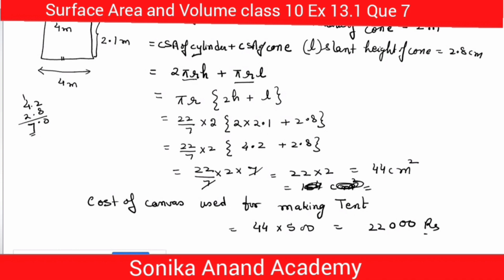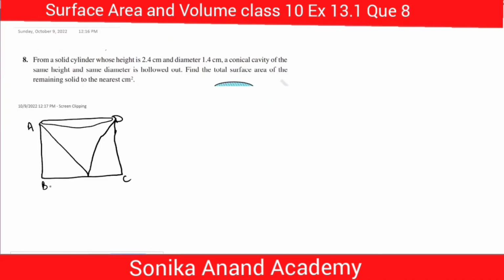This is the cost. From a solid cylinder, that means we have a cylinder ABCD whose height is 2.4 centimeter and diameter 1.4 centimeter. That means this whole diameter of this cylinder is 1.4 centimeter. Now a conical cavity is hollowed out from this cylinder of the same diameter and of the same height. That means the cone must be touched at the bottom and the diameter of the cone is equal to that of the cylinder. Find the total surface area.